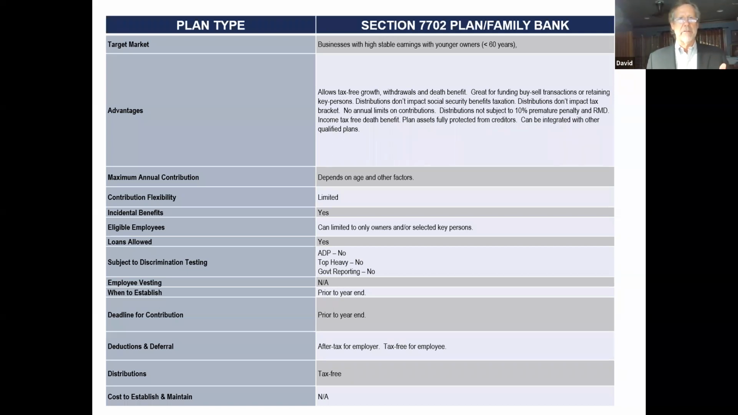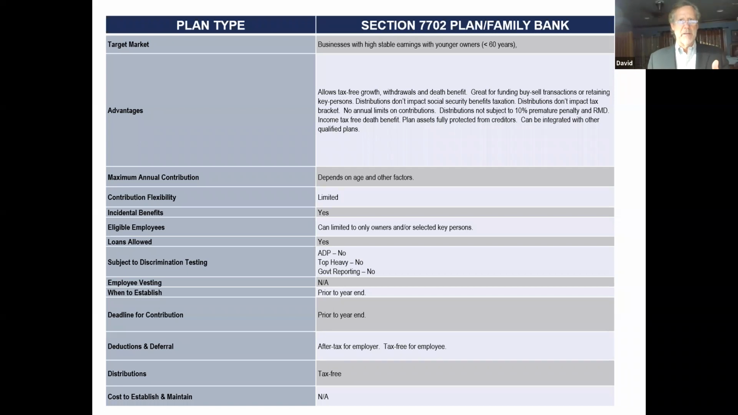So in a family bank concept, what it allows a family to do through a Section 702 plan is to grow wealth tax-free and allow distributions to come out tax-free, usually by loaning money to younger family members to go out and start a business, go to school, buy their first house, those types of things.